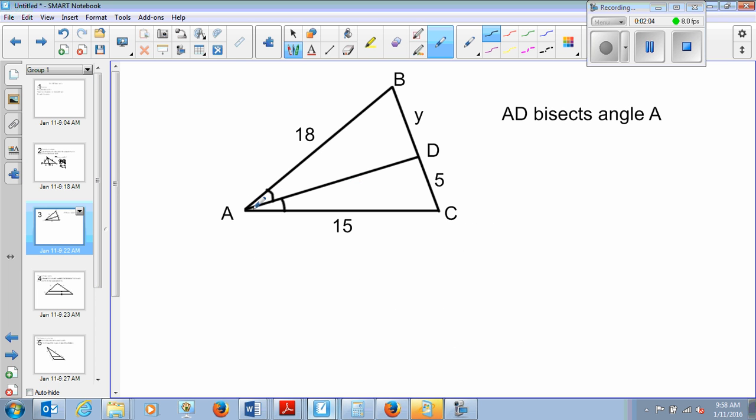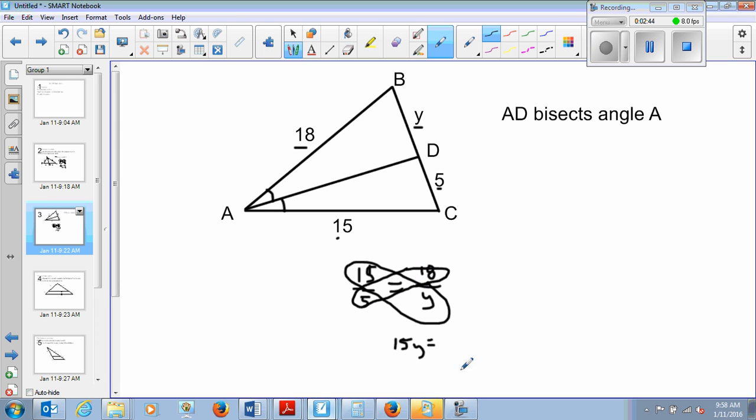Here we have an angle bisector. Again, A is bisected. It's cut into 2 equal parts. So 5 is to 15, or 15 is to 5, I guess I will say, as 18 is to y. Now, you may already see the answer because you know that 5 is 1/3 of 15, and what number is 1/3 of 18? But when we go ahead and cross multiply, we see that we get 15y. We multiply 15 times y, and we get 5 times 18. You may not know that, but it's actually 90.